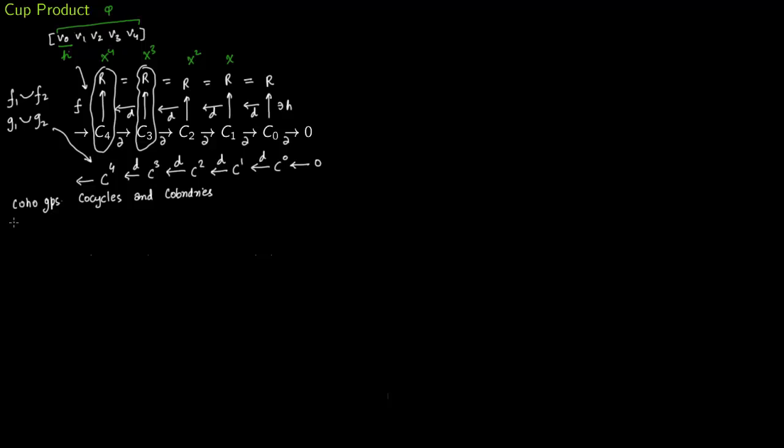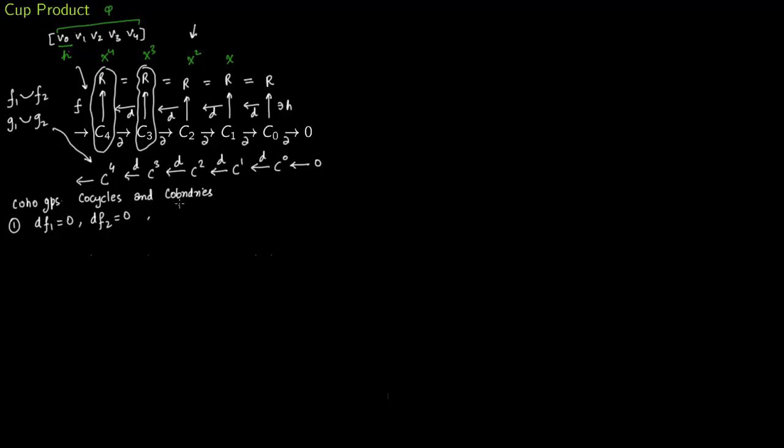So for example, say you have two cocycles, f1 and f2. Apply d to f1, it is 0, so f1 is a cocycle. And say f2 is a cocycle, so d of f2 is 0. And we will remain as before: f1 and f2 lie here in C superscript 2.